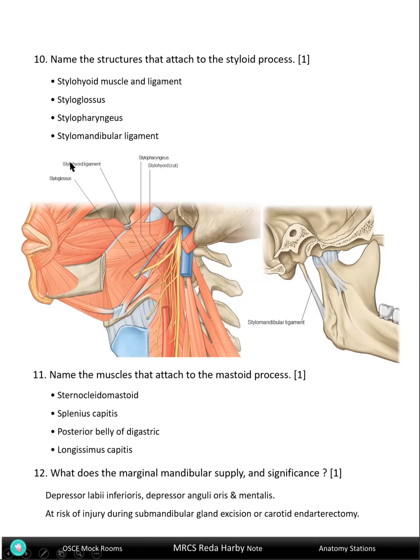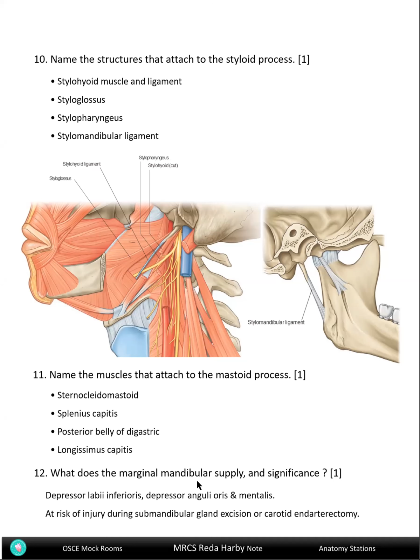Okay. What are the muscles attached to the mastoid process? Sternocleidomastoid, posterior belly of digastric, splenius capitis, longissimus capitis also. Yes. Okay, so the first one is sternocleidomastoid and posterior belly of digastric, with longissimus capitis and splenius capitis.